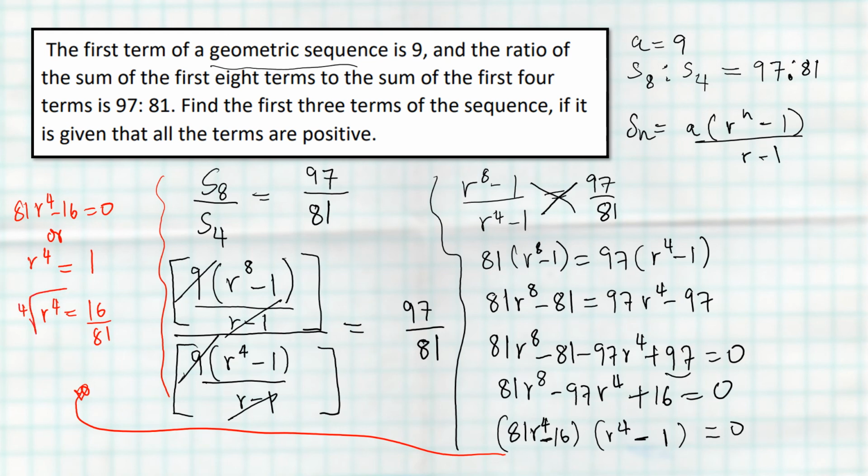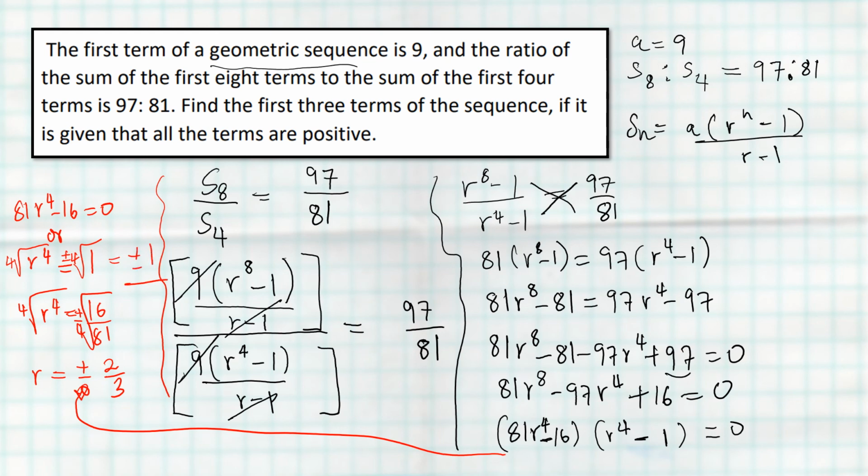To cancel that, I'll apply the fourth root. When you apply the fourth root or the square root, any root of an even number has to have plus or minus. So R will be plus or minus the fourth root of 16 over 81. This is going to give me 2 over 3. So R is 2 over 3. Then here, when we also apply the fourth root, because 4 is an even number, R will be plus or minus 1. So we have the two R's.